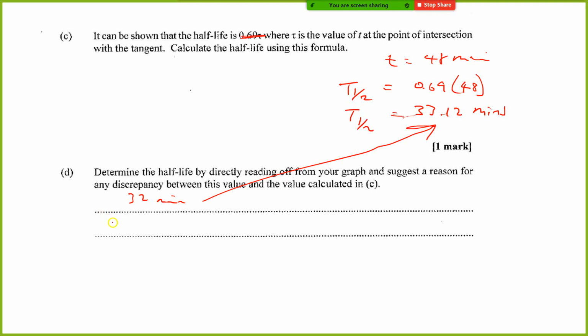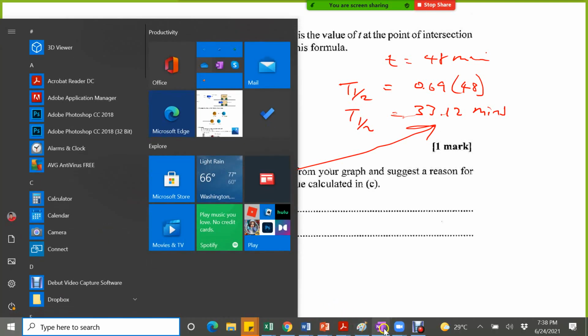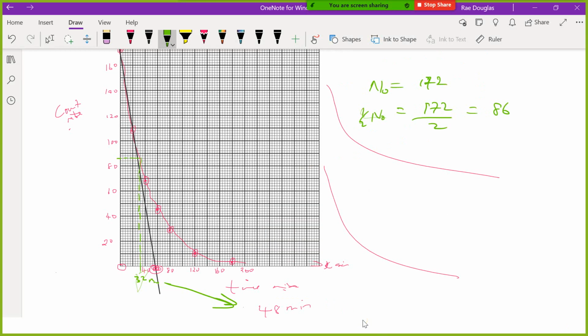Where did 32 come from? The 32 came from the graph. Based on my reading of the graph here, I would have identified where the half of the initial amount is. Then I would have found the time value for that. That time value will tell me the half-life technically. All right? Follow me?